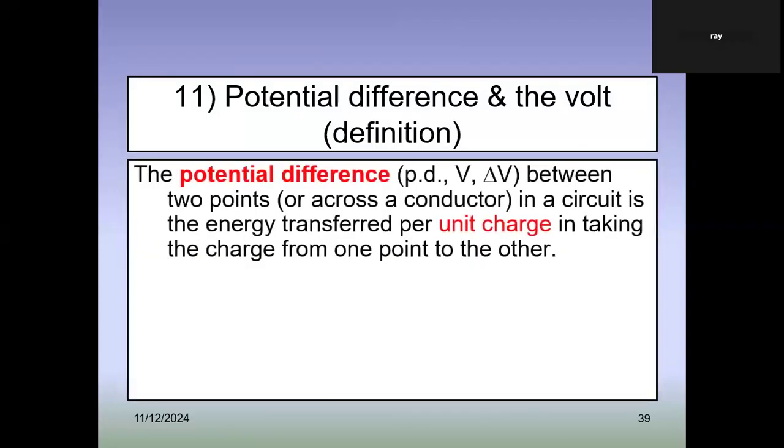Potential difference, or PD, or V, or delta V, between 2 points or across a conductor in a circuit is the energy transfer per unit charge in taking the charge from one point to the other. So it's basically the energy to take 1 Coulomb of charge from one end of the conductor to the other end. Or in formula form, V equals W over Q.